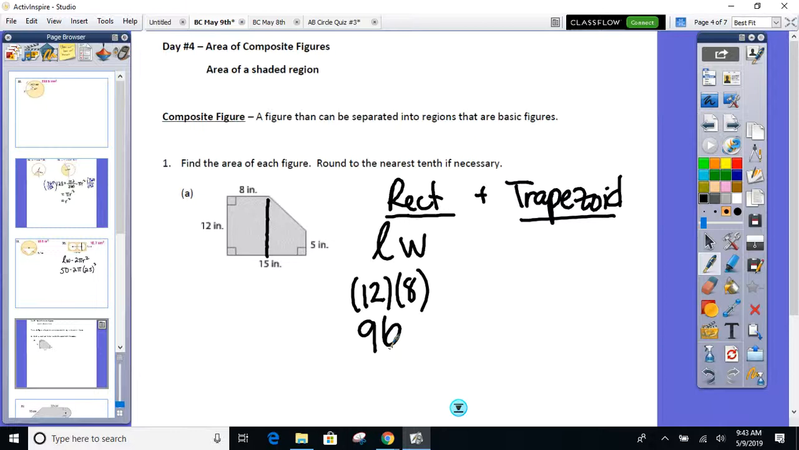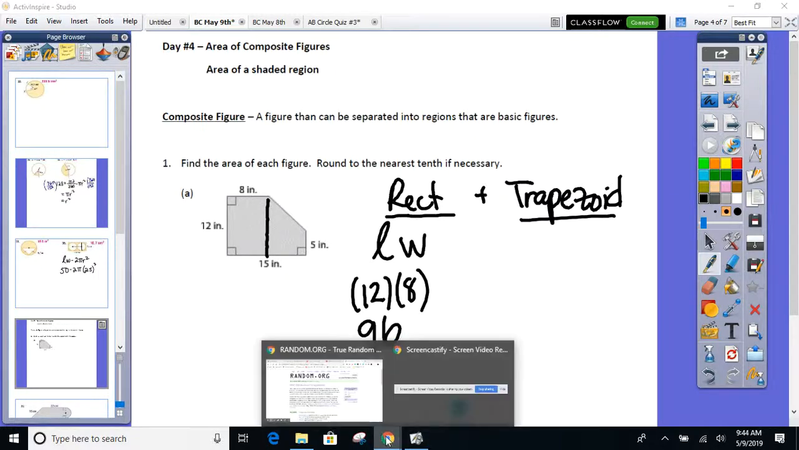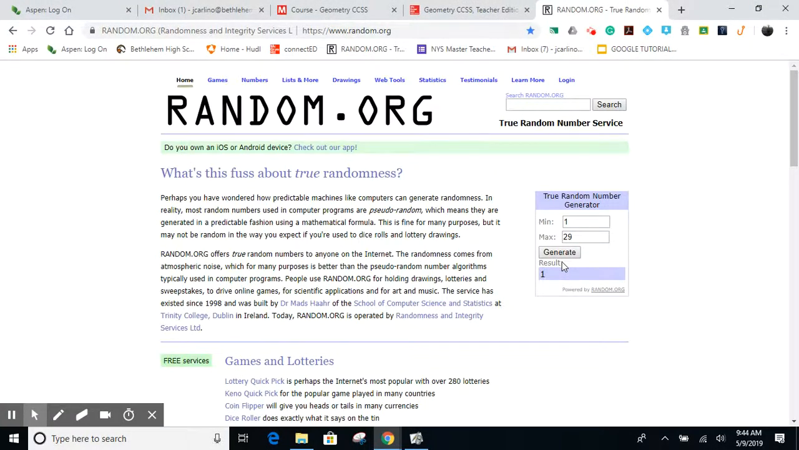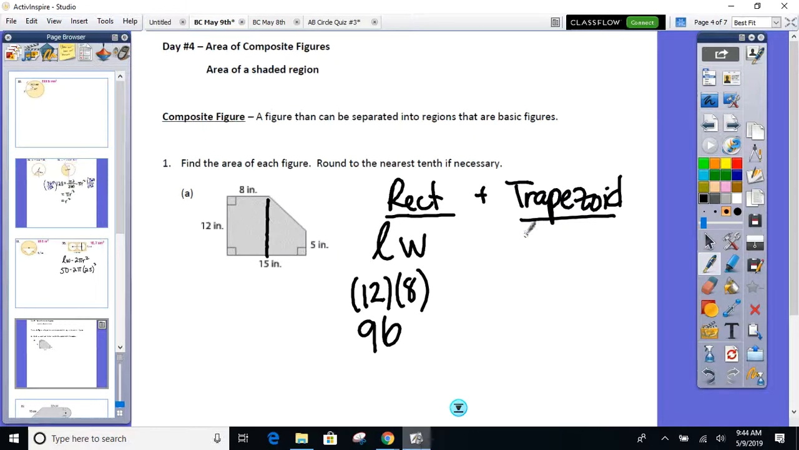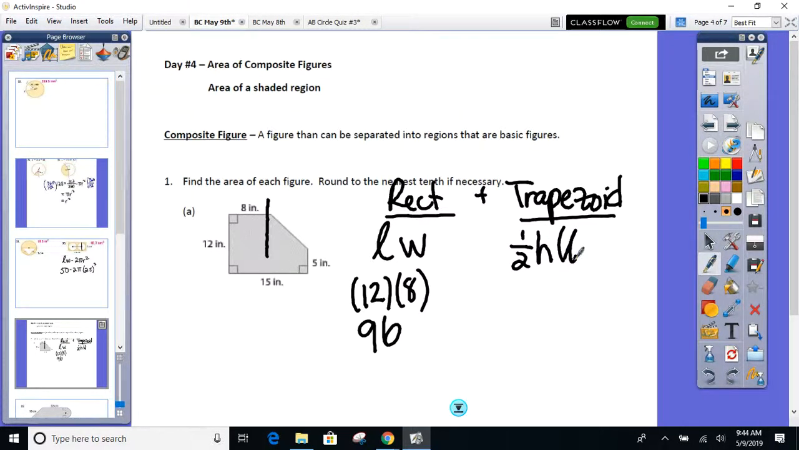If you don't know it, don't say I don't know. Look back for it in your packet. Area of a trapezoid. Here you go, Maddie. 1/2 times base 1 plus base 2 times height. There you go. Good. 1/2 the height. Base 1 plus base 2.